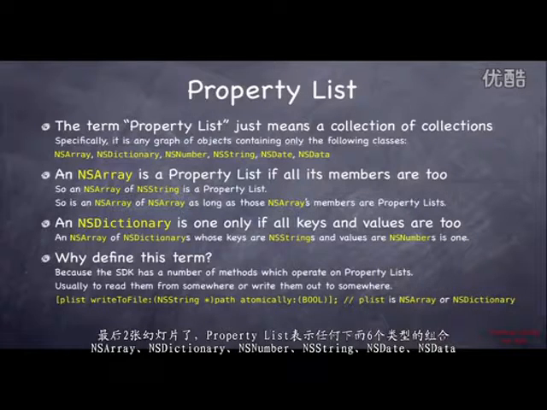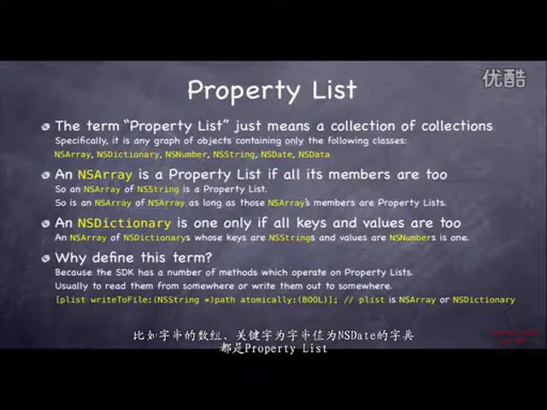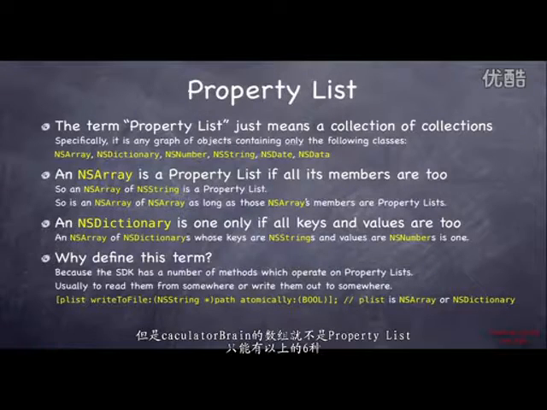Property list. A property list is just a word. It means any combination of NSArray, NSDictionary, NSNumber, NSString, NSDate, or NSData. Okay? Those six. So you could have an array of strings. That would be a property list. A dictionary whose keys are strings and whose values are arrays of dates. That would be a property list. An array of calculator brains, not a property list. Okay? You can only have these things in it.